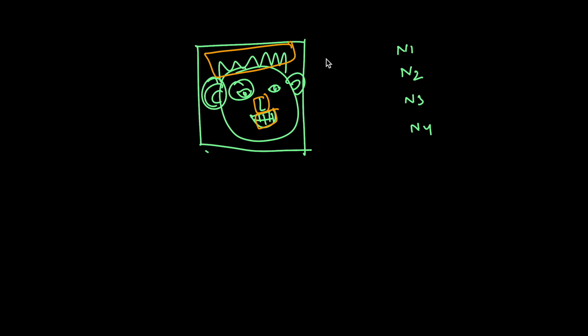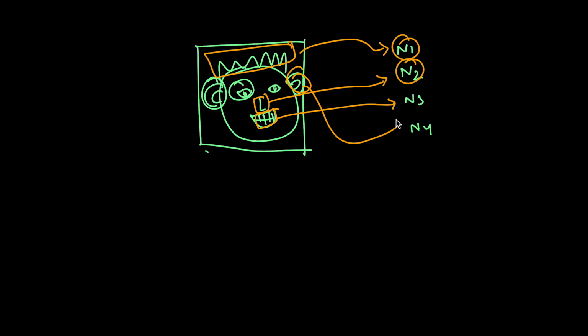All these are different features available in this image, and all of them can be individually identified with specific neurons like N1, N2. Let's say N2 tells about the feature nose, N3 tells about the feature teeth, and N4 tells about the feature ear. All these correspond to different features. Like that, they came up with this idea of CNN.